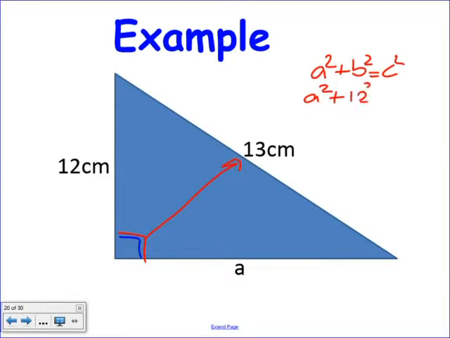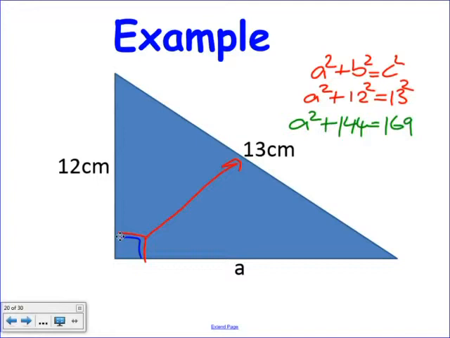But I do know B is 12 and C is 13. Can you see what I've done there? So you have to substitute the numbers into the correct part of Pythagoras' theorem. Because we were given the hypotenuse this time, I know what C is. This is one of the smaller sides. Okay, let's solve that then. So A squared plus 144 equals 169. Bit of algebra, step one.